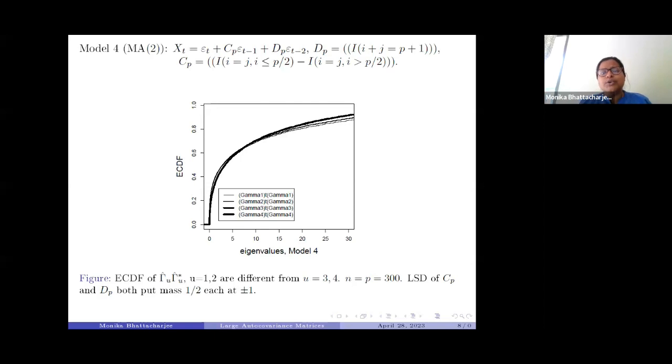Also, one can show that these matrices C_p and D_p are not simultaneously diagonalizable. Why I'm telling that will be clear later. They are not simultaneously diagonalizable because these two matrices do not commute. Because of this nature of C_p and D_p, we consider this model. And here also we did a similar thing, and we can see there is a separation for u equal to 1 and 2, and coincidence occurs for u greater than or equal to 3.